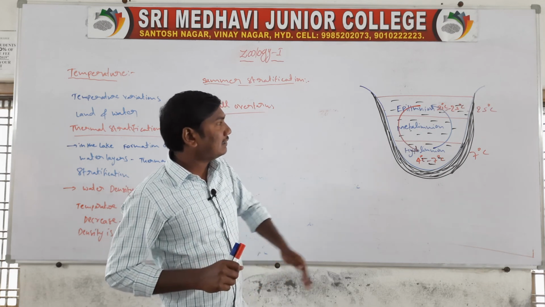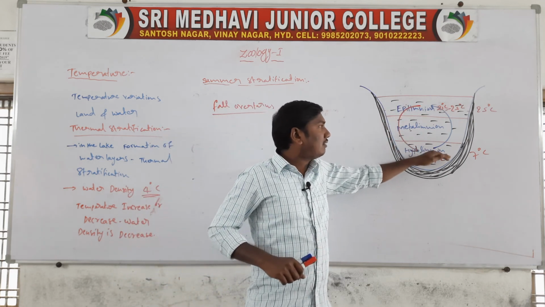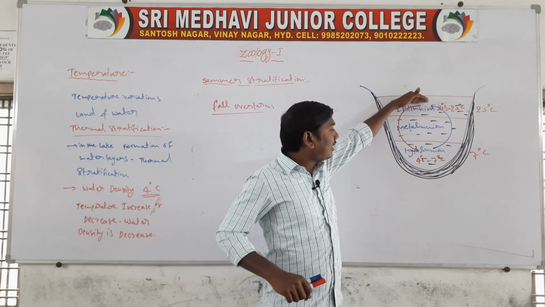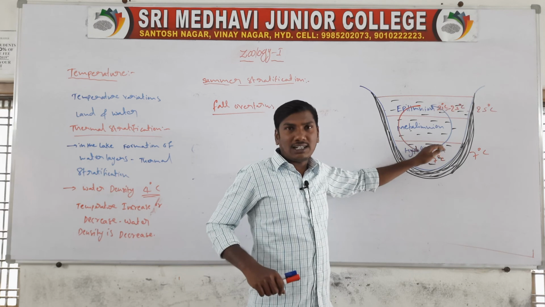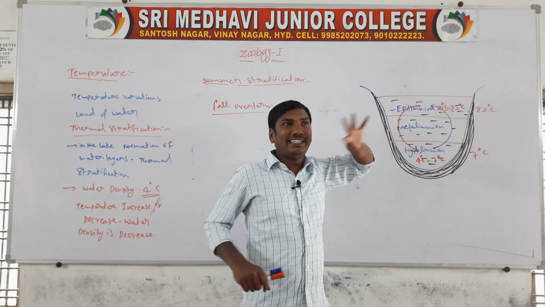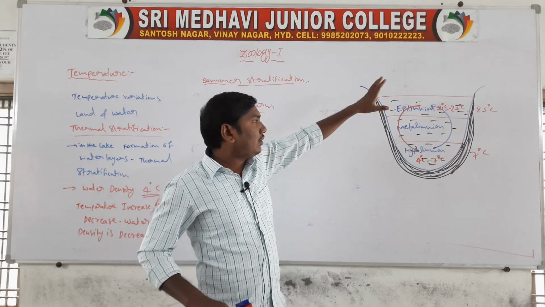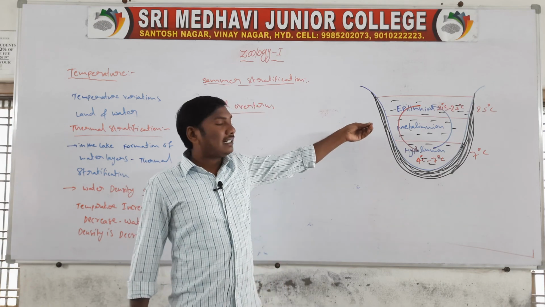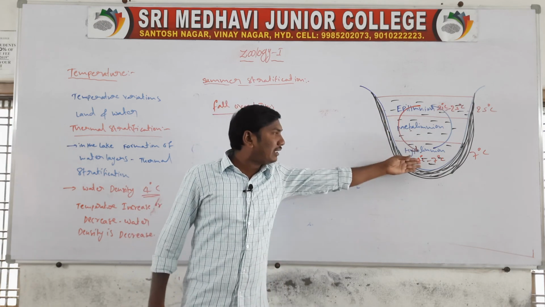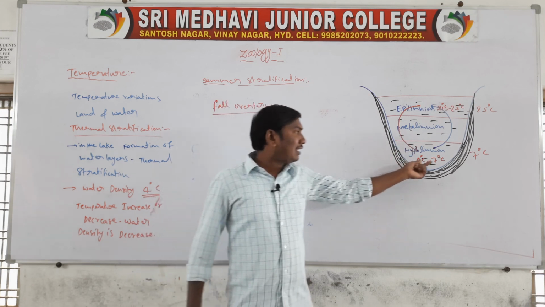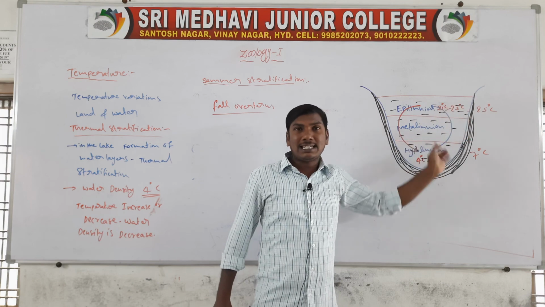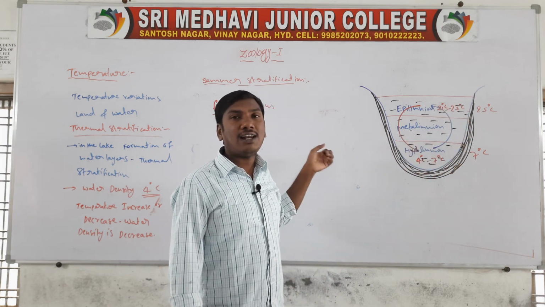So, fall overturn means the upper water is coming downwards, and the downward water is coming upwards. The upper oxygenated water goes downwards, and the nutrient-rich water from below comes upwards. The aquatic organisms use this fall overturn. The upper layer containing rich oxygen comes downwards, and the downward water with rich nutrients comes to the upside. This type of movement is called fall overturn.